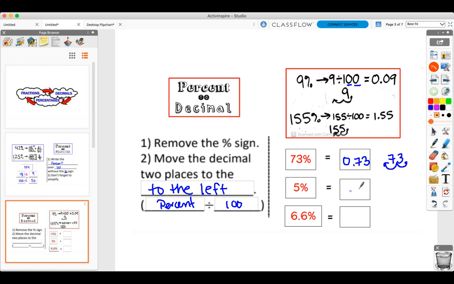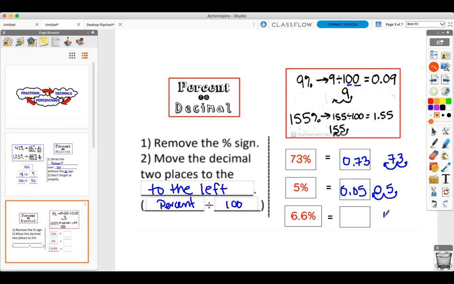All right, let's do 5%. So we're writing 5 without the percent symbol, and the decimal is here. We're going to go 2 places to the left. When there's no number there, we have to make sure that we have a placeholder here. If you don't, then it's not the same number. 0.05 and 0.5 are not the same thing. So make sure if there's no number there, you put a 0 there. So the decimal of 5% is 0.05.